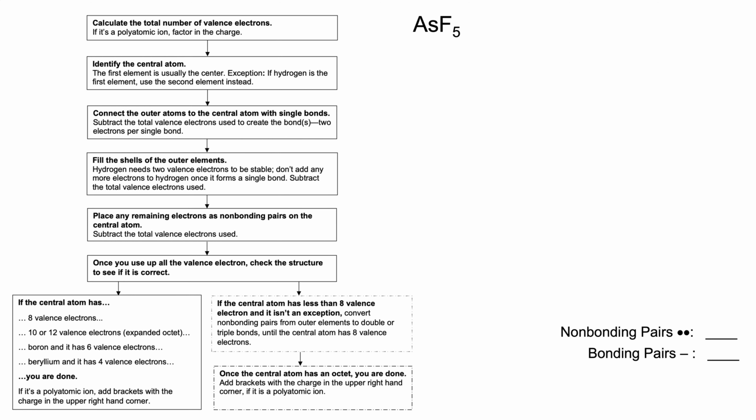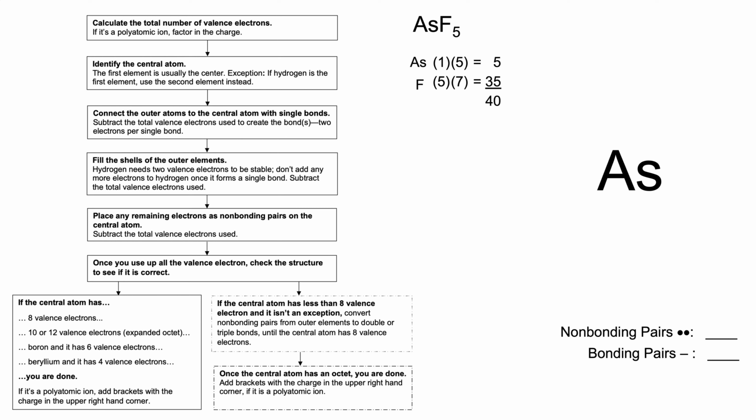To draw the structure for arsenic pentafluoride, I'm first going to go through and do the inventory. There's 1 arsenic, there's 5 fluorines. Each arsenic contributes 5 valence electrons, whereas each fluorine contributes 7. I'm multiplying across and adding to get a total of 40.